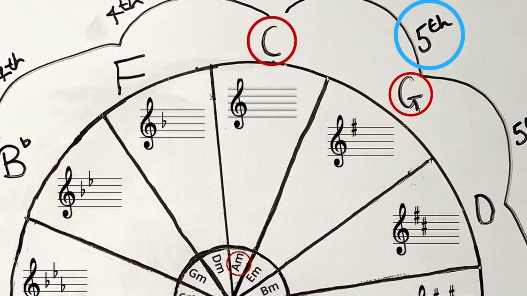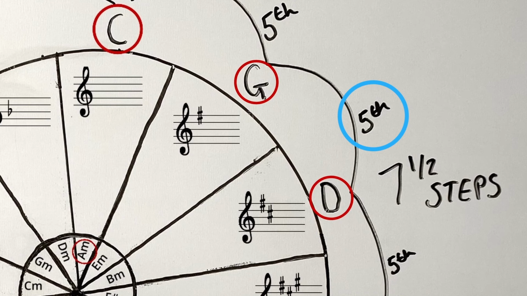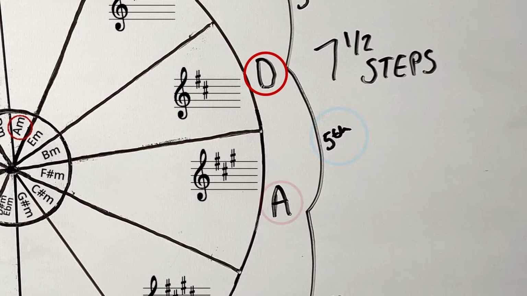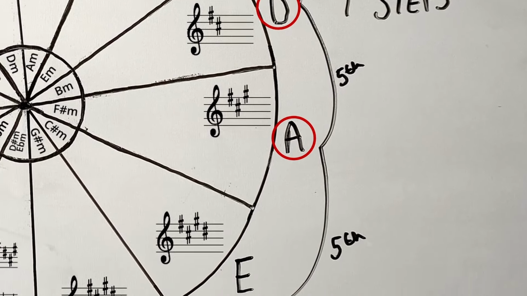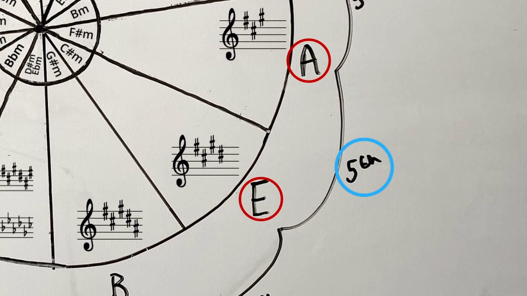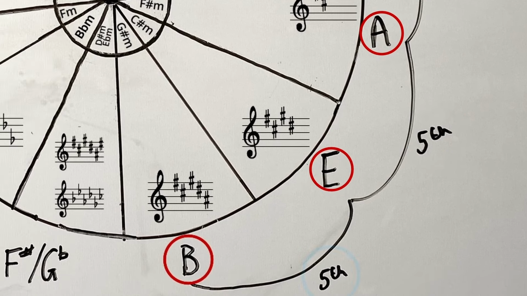And you'll notice that every time I go round the circle of fifths clockwise, so from C to G is a perfect fifth, from G to D is a perfect fifth, from D to A, that's a perfect fifth, and from A to E, that's a perfect fifth, and from E to B, that's also a perfect fifth.